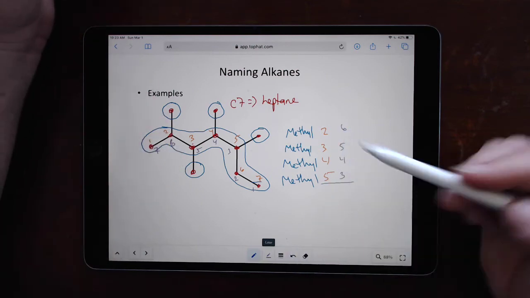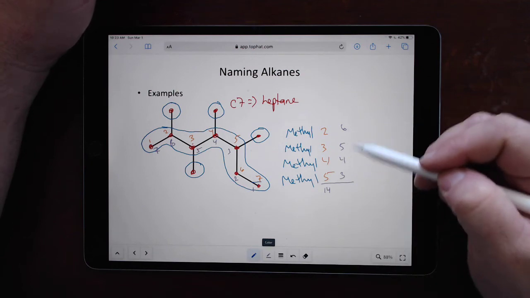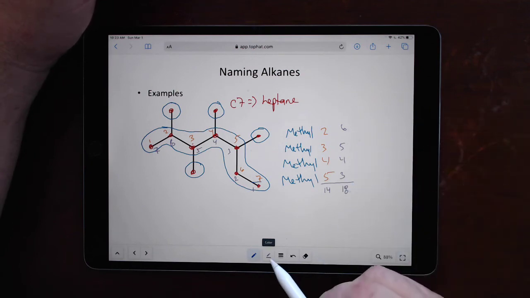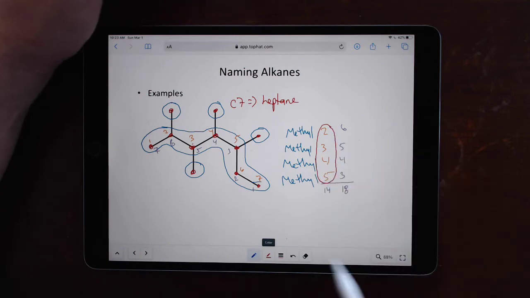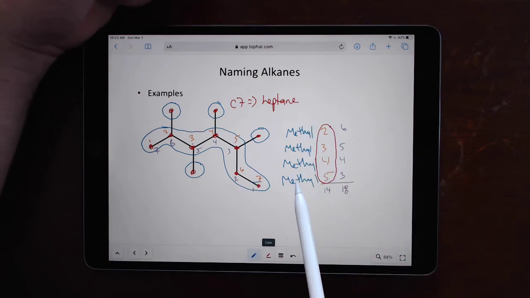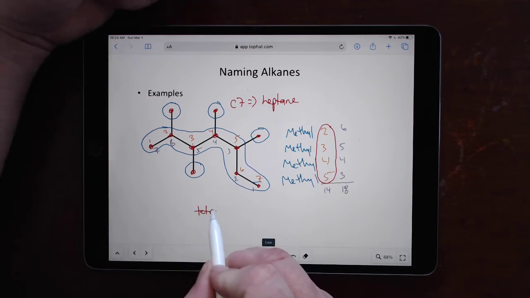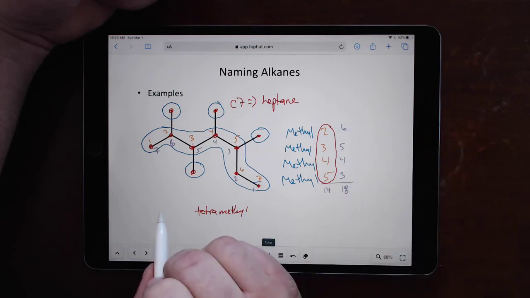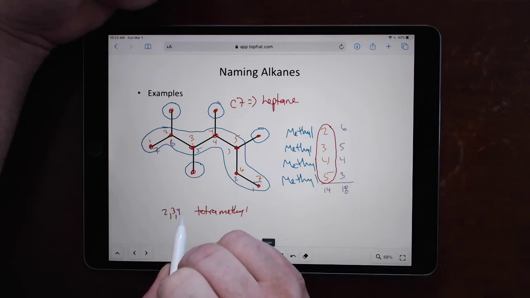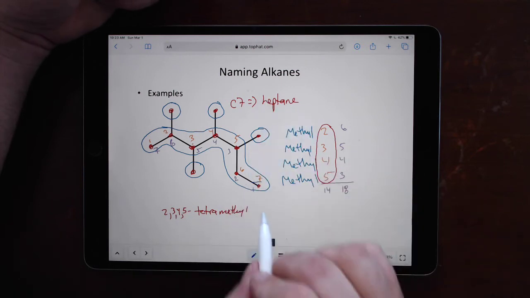And so if we add them up, this is 5, this would be 14. And so 6, this would be 18, right? So we're going to use these numbers here. Okay? And so we have 4 methyl groups, so we can smash those all together, and so it becomes tetramethyl. And then we have 2, 3, 4, 5 tetramethyl, and then the main chain at the end, heptane.